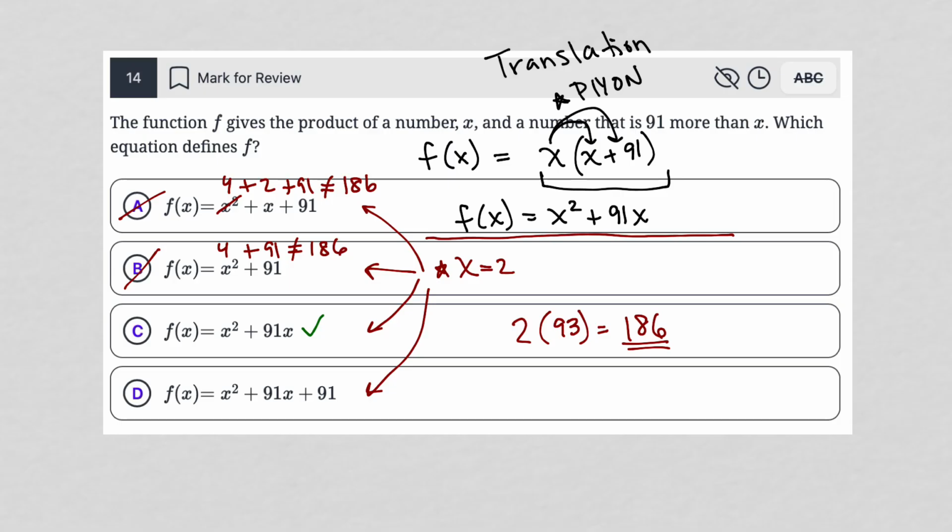Choice C, 2 squared is 4, plus 91 times 2 would be 182. And 182 plus 4 is 186. So again, a different way of confirming choice C is in fact the correct answer. And let's just try choice D. 2 squared is 4, 91 times 2 is 182, and we add 91 to that, and that is not going to equal 186. So that's why choice D is gone. So two different ways to approach this, either through the translation strategy or through the plug in your own number strategy.